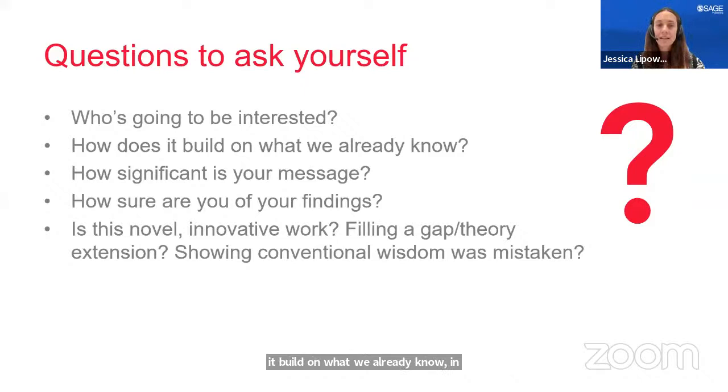Have you focused on your data collection and your findings? Have you checked, double-checked, and triple-checked? Maybe you're even working on a reproducibility study, and that's the focus of your research. Maybe it's filling a gap or providing a theory extension, or maybe trying to correct the current knowledge we have in the market today.